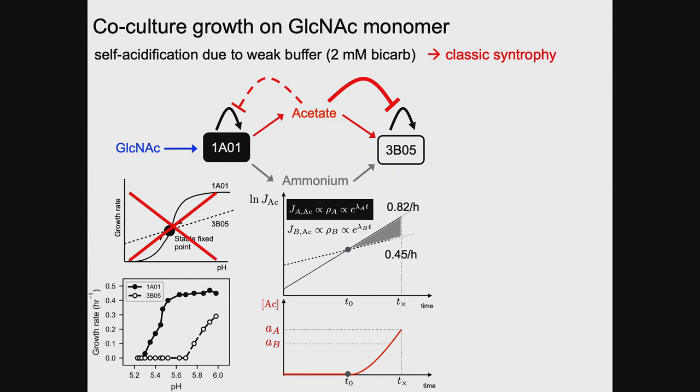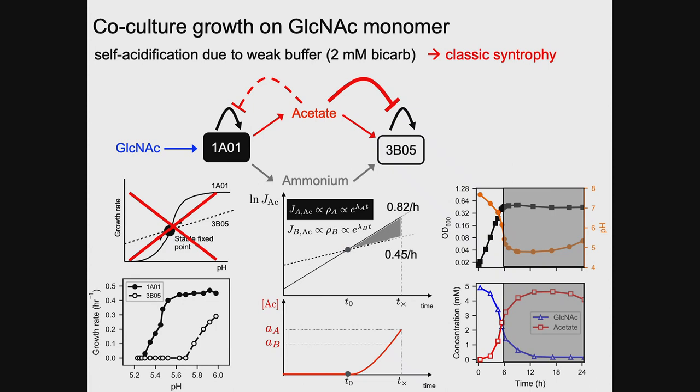If B is more sensitive to acid, they're just going to crash at some point. You can predict at which point it will crash because we know the yields and the excretion, and indeed it crashes. Acetate builds up, and then the system is out of business. In the growth curve at the top figure, the culture crashes. That's where the pH drops, the orange curve. The GlucNAc was only about half consumed at that point, so the system just freezes.